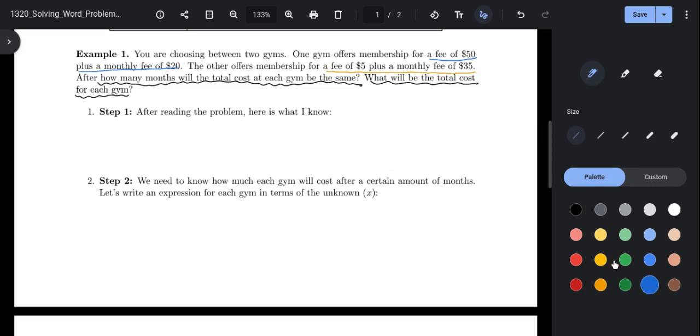So let's go ahead and write this down in words, to help us make a list of what we know. So Gym 1, we have $50 initial cost, and then we're charged $20 a month.